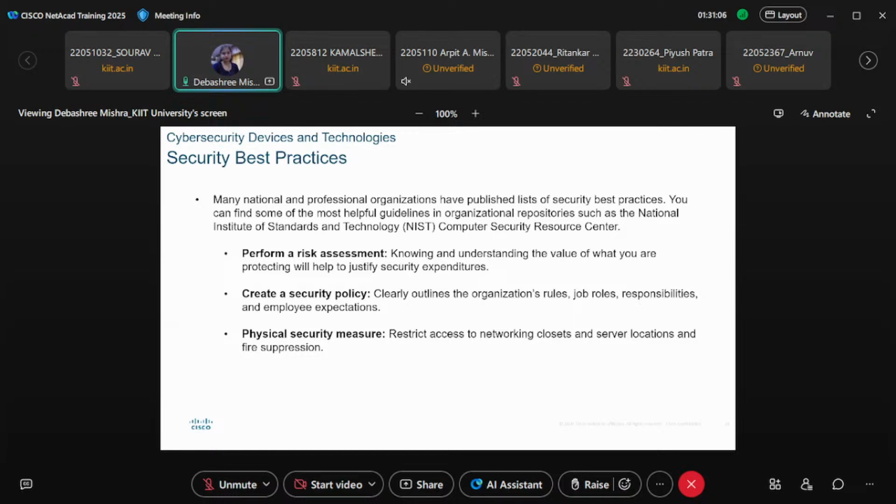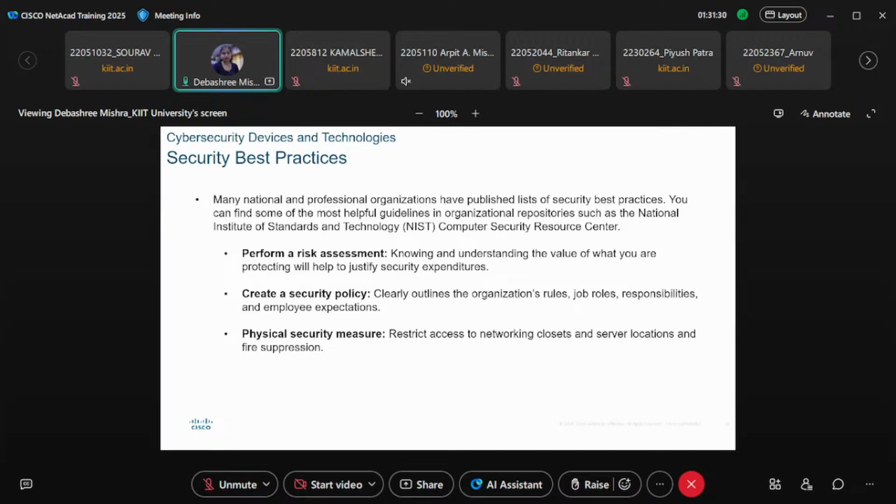When we are talking about performing a risk assessment, in this context we should first understand the value, and in which way we are protecting the device and the network, which will help to increase the security level.